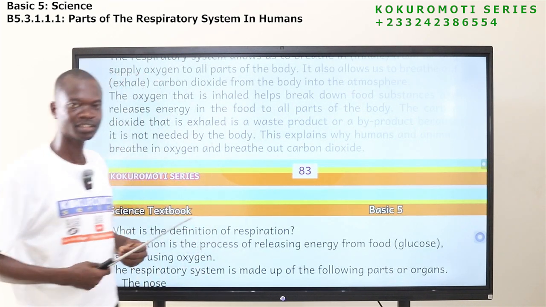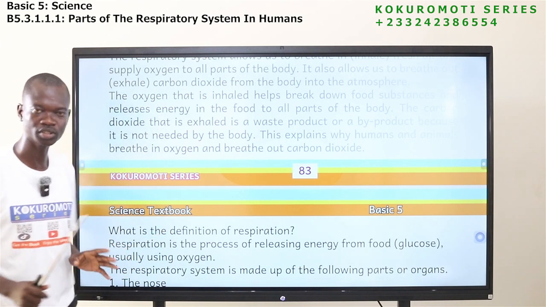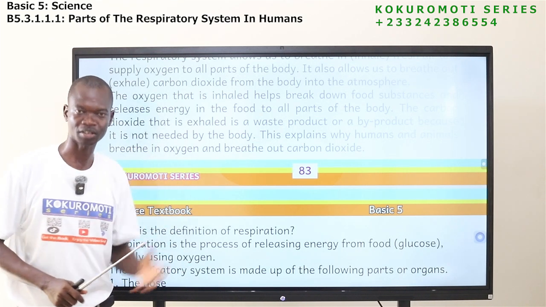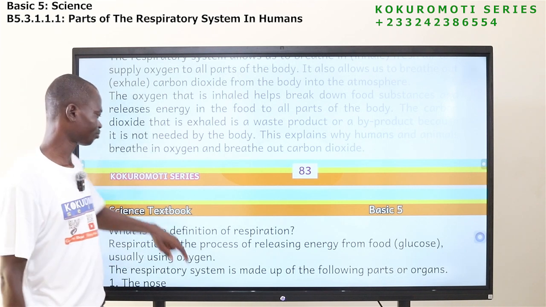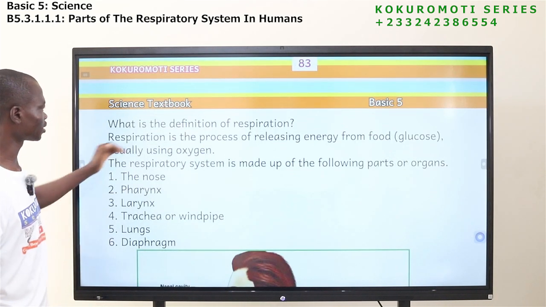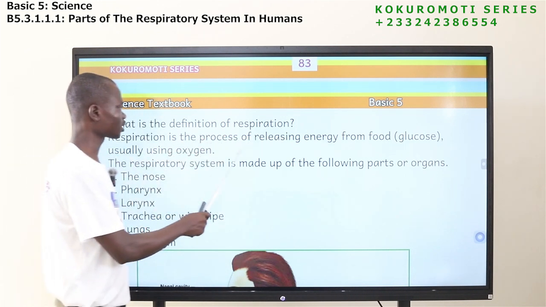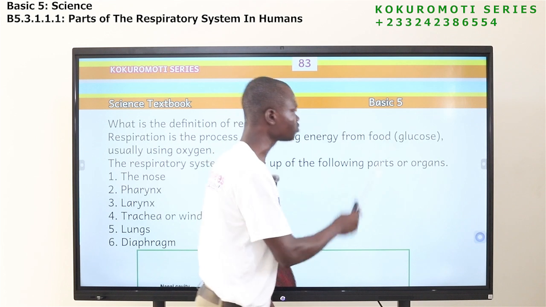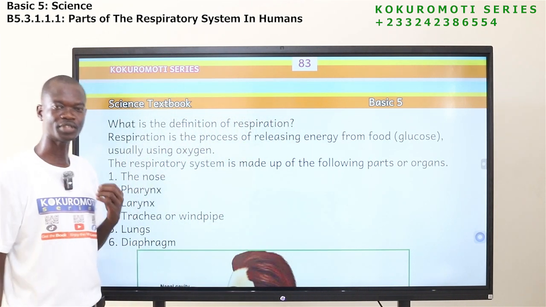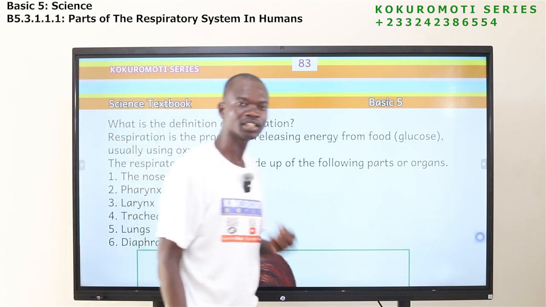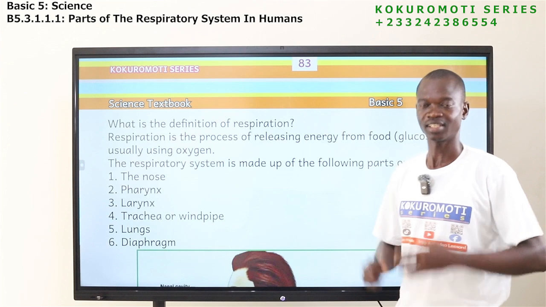So the oxygen is used by the body. The carbon dioxide, which is no more useful to the body, comes out of the body. Okay, so the question is, what is the definition of respiration? Respiration is a process of releasing energy from food, usually using what? Oxygen. So the food that we eat, before the energy can be released into the body, oxygen is needed.